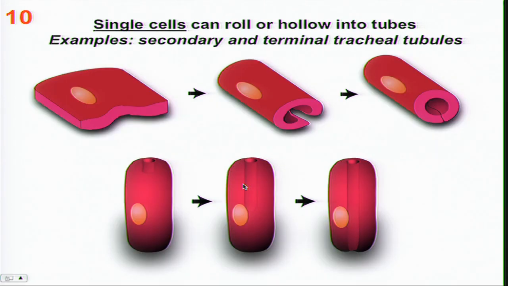And here's a really extraordinary one. Single cells can form tubes. Tiny single cells with a 10-micron diameter can roll up on themselves, or actually hollow out their middles to become tiny, tiny tubes.